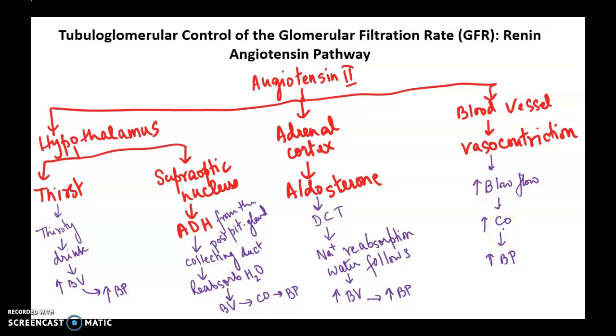Therefore, class, the angiotensin 2, as we see, works to increase blood pressure. Do you see this? It is increasing blood pressure. It is helping us to increase blood pressure.